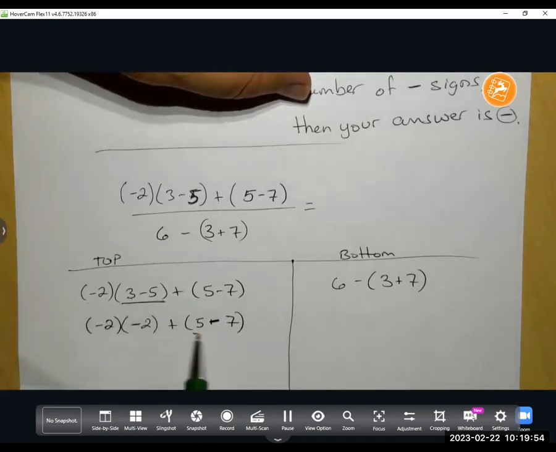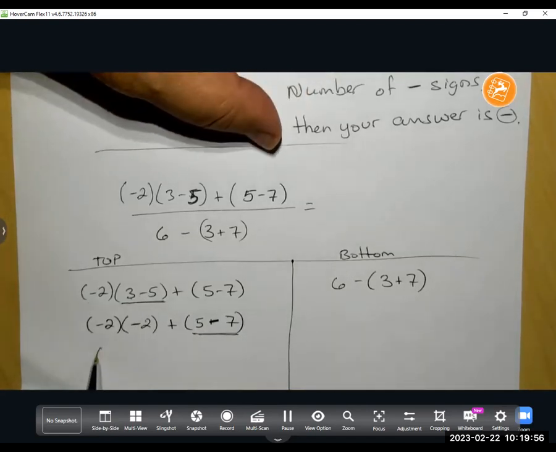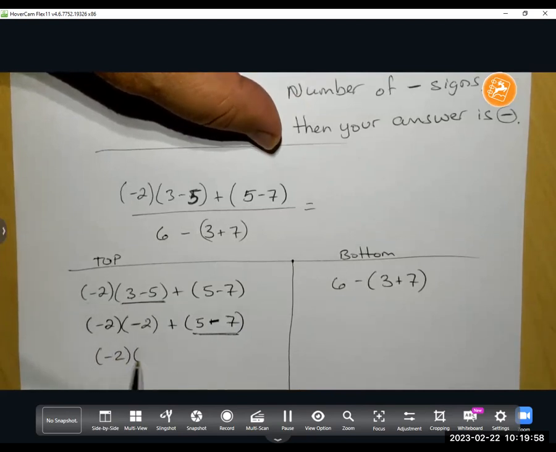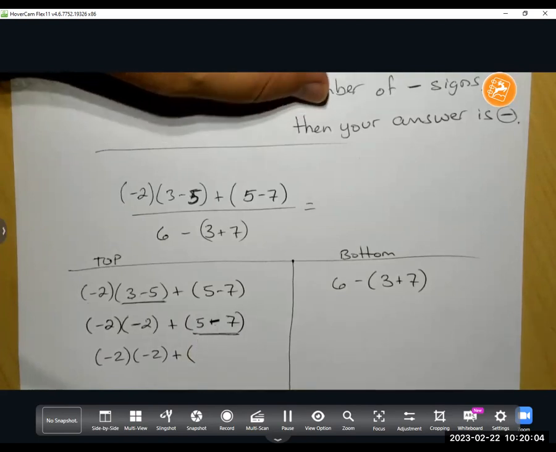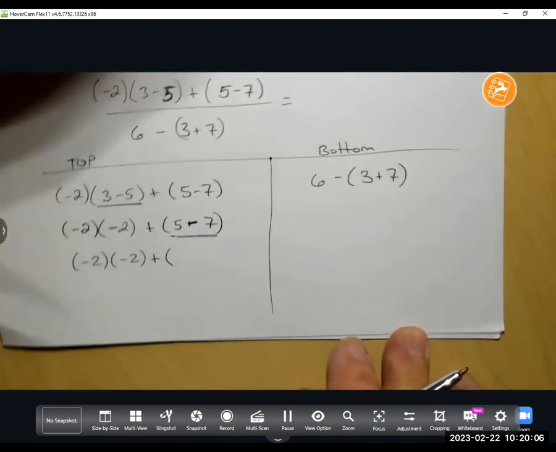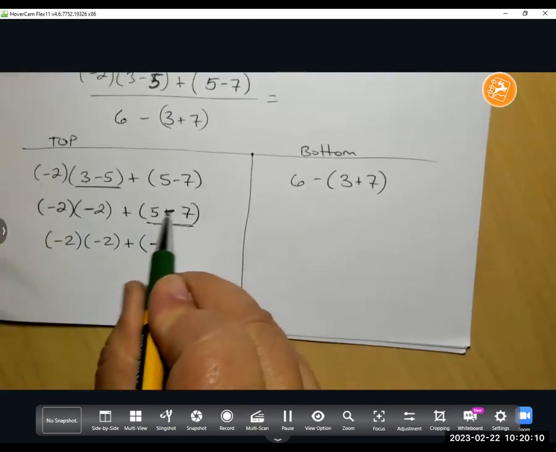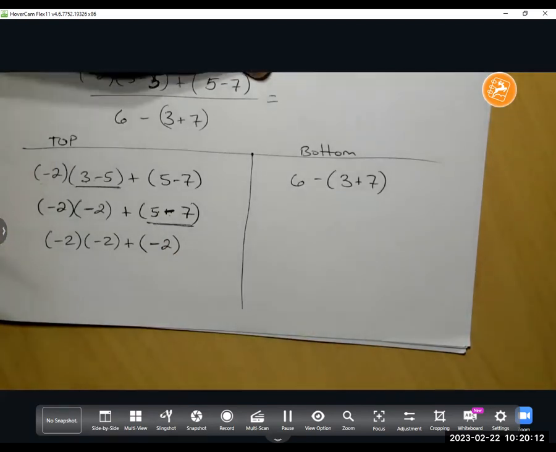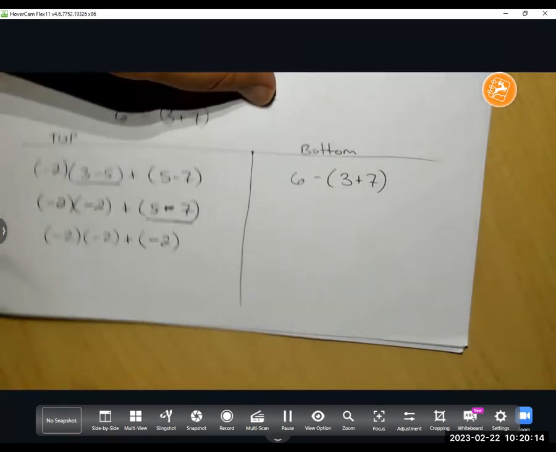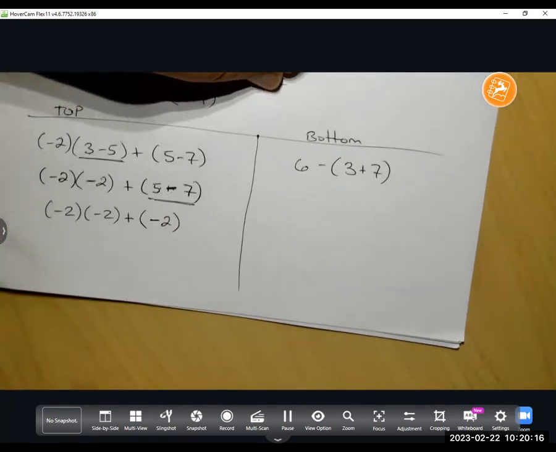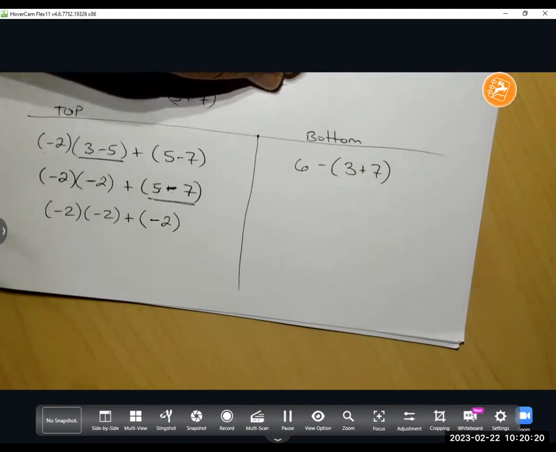Repeat the process. Here's a special operation. We'll do inside the parenthesis. -2 times -2. Inside this parenthesis, I have 5 minus 7. 7's bigger than 5. The answer is negative. 7 minus 5 is 2. The answer is -2 inside there. Now what do we do?